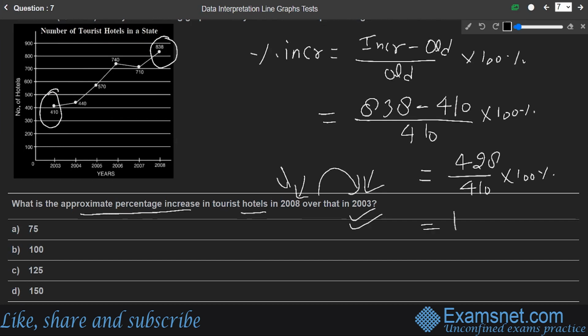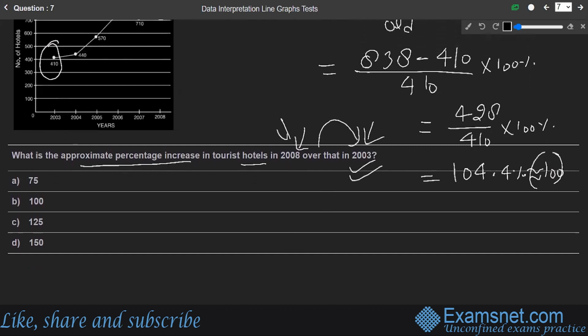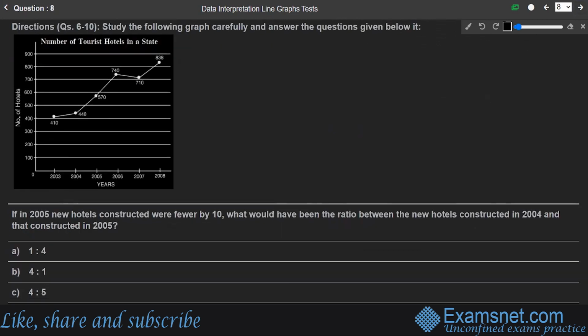If we solve this, this is exactly coming as 104.4%. And if we have to see amongst the options, this can be approximated to 100 only. So let's see among the options. The closest to this is nothing but 100. So that becomes the right answer. 100% is the increase.